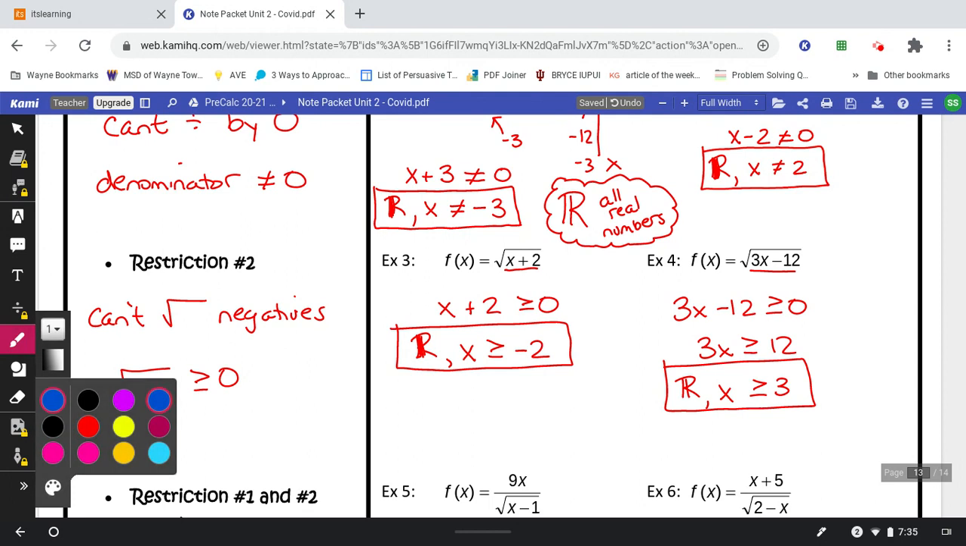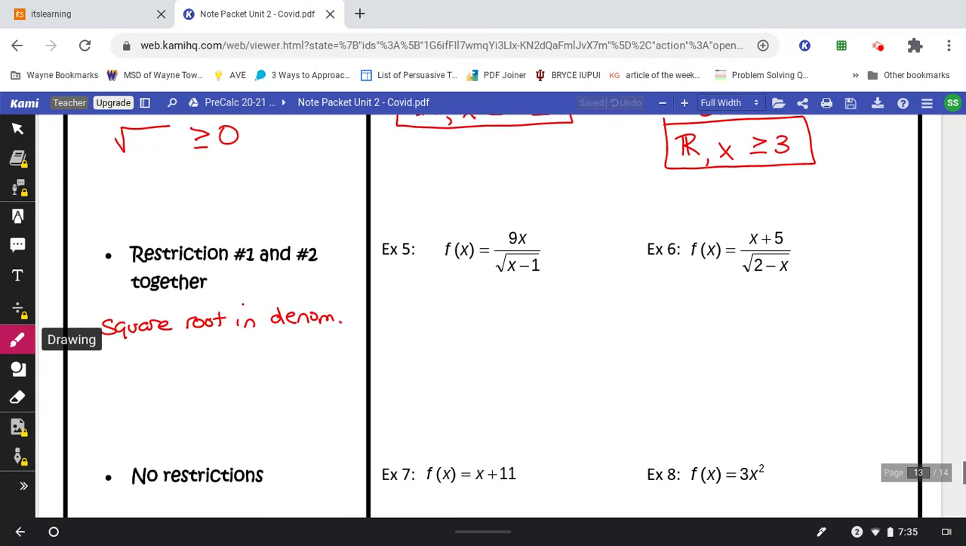So when we take the greater than or equal to 0 and add it with the not equal to 0, this or equal to sign can actually cancel out with a not equal to. Those disappear. So together, those make just greater than. So if you see something in the denominator, square root in the denominator, you have to say it's greater than 0.